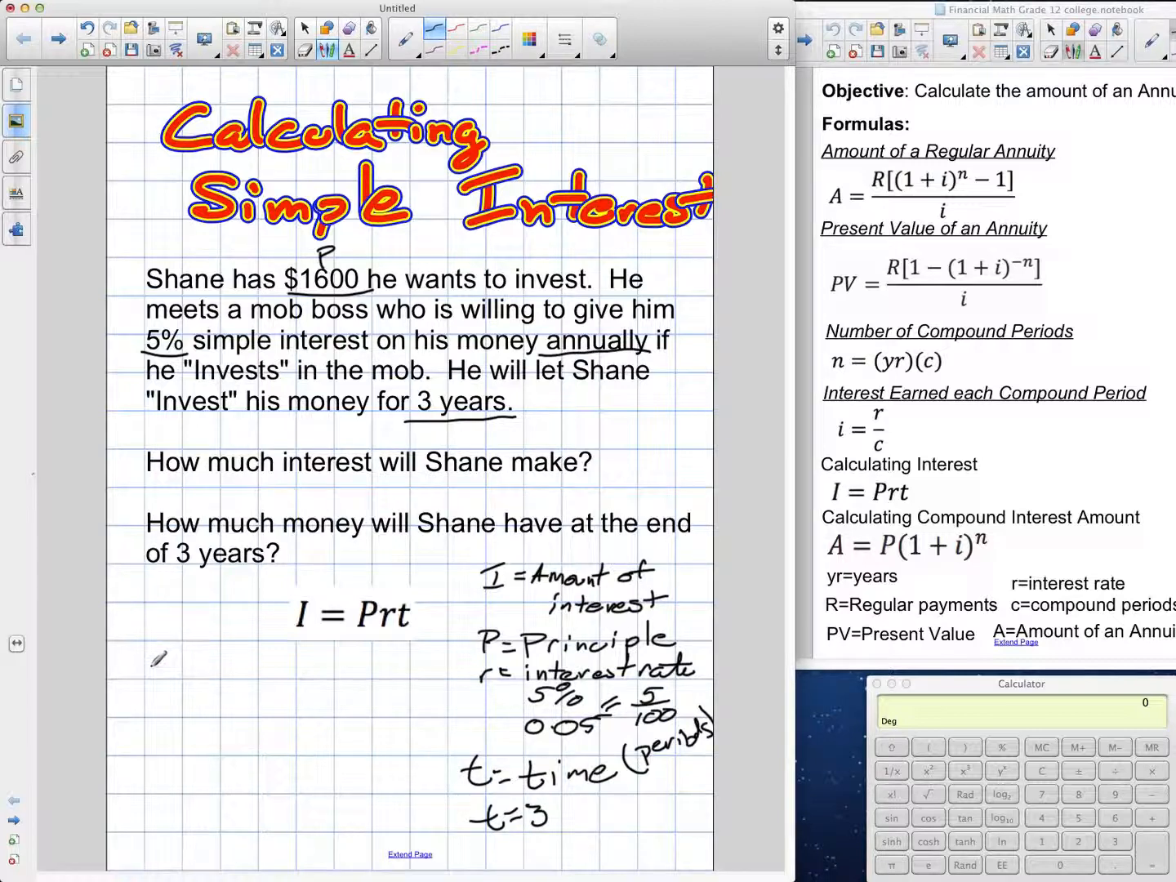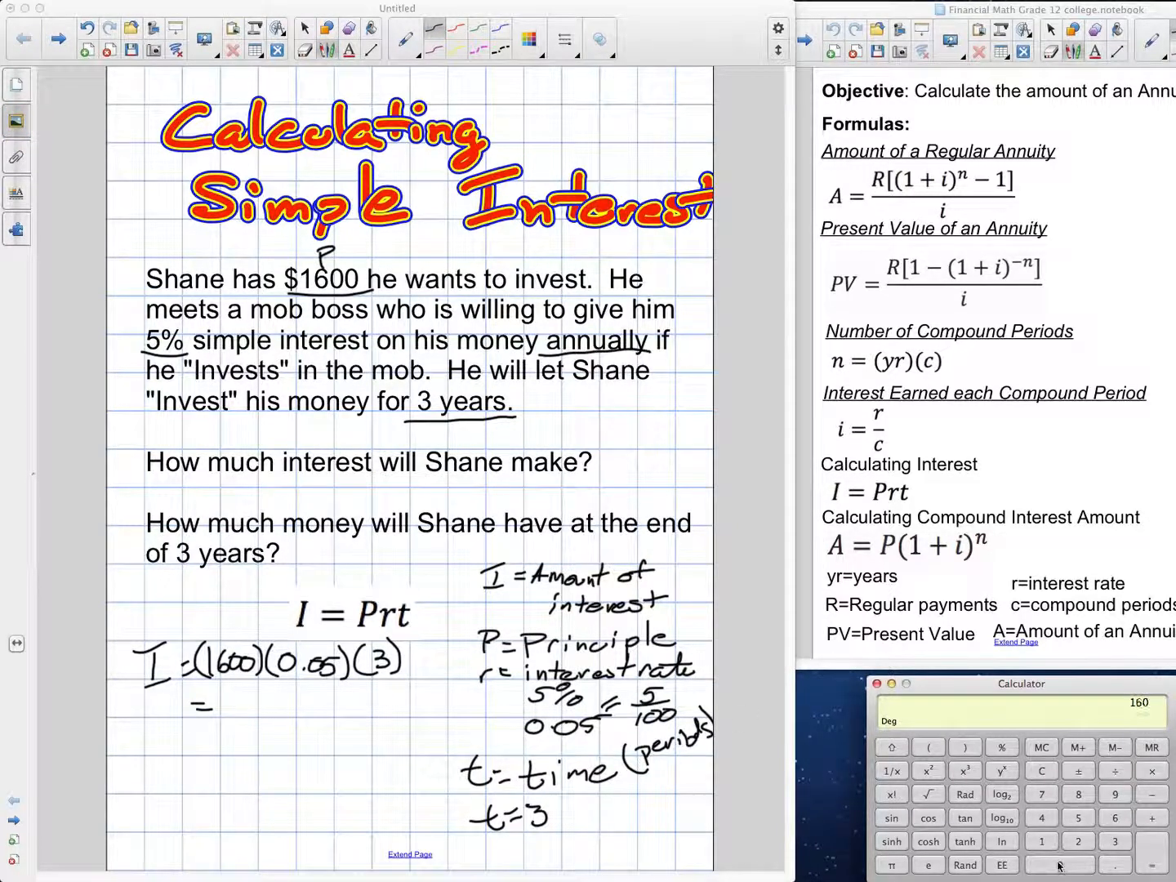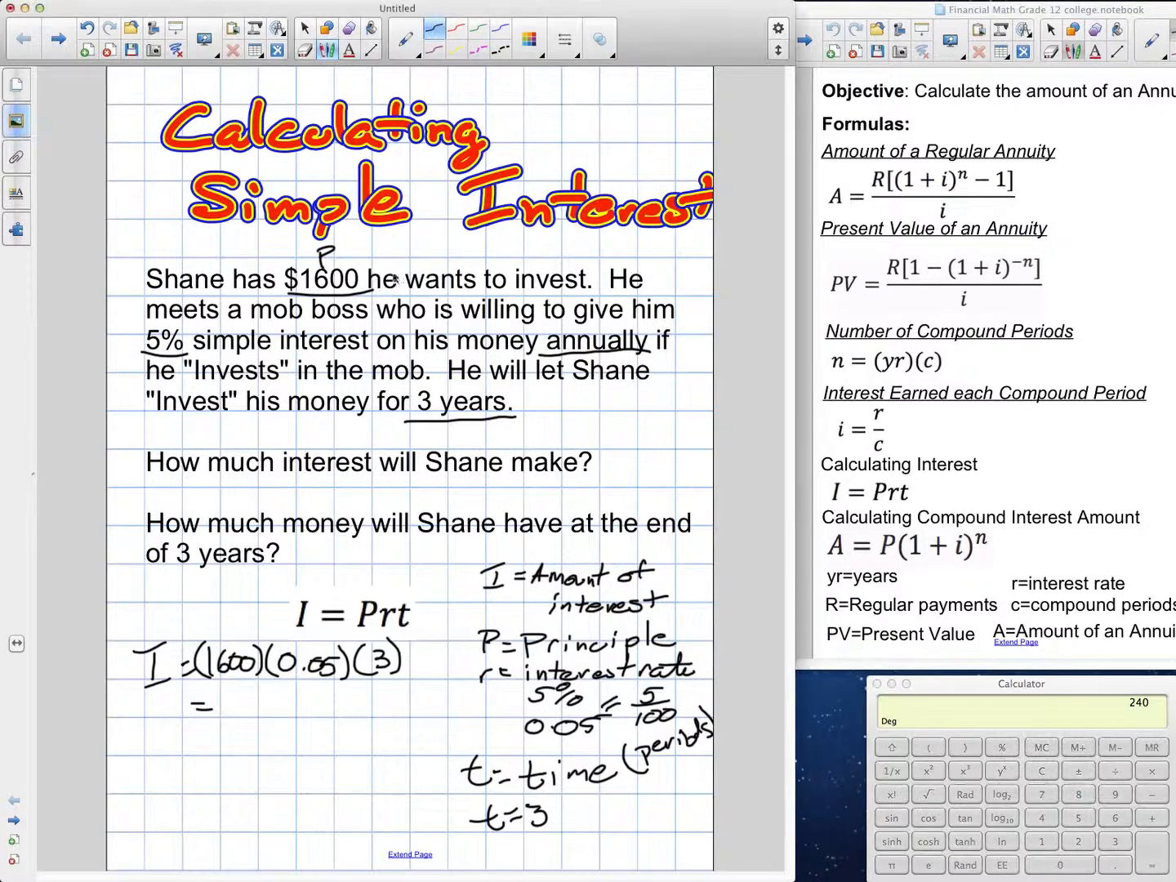So we need to figure out how much interest is earned, which is our I. Well, it says P times R times T. In this case, P is $1,600. R is 0.05. And our time is the number 3. So we take these numbers, 1600 times 0.05 times 3 equals $240. So at the end of 3 years, Shane will have earned $240 in interest for investing in the mob.